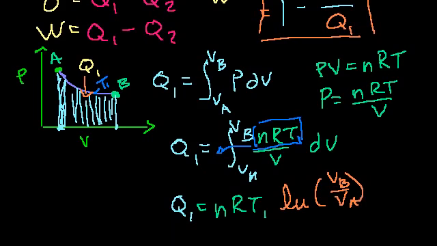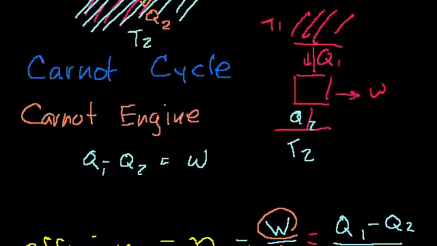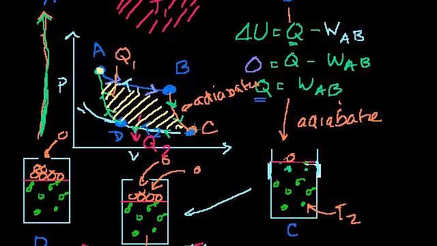All right, now what is Q2? Q2 was this part of the Carnot cycle. Q2 was when we went from C to D, right? We went from C to D. So the magnitude of Q2 is the area under this curve right here. It's the area under this curve.